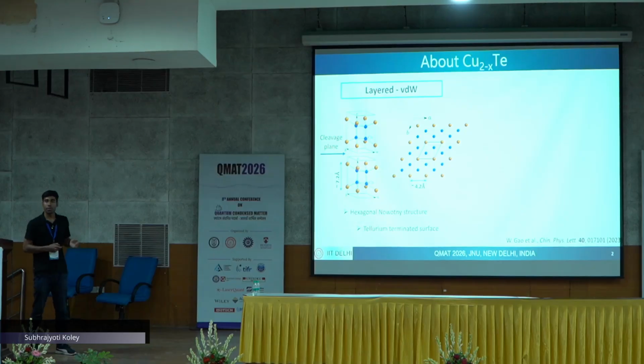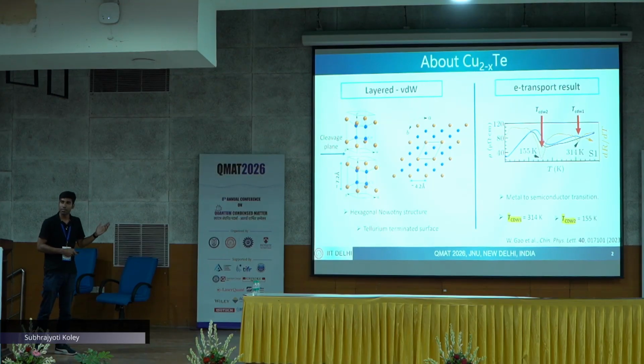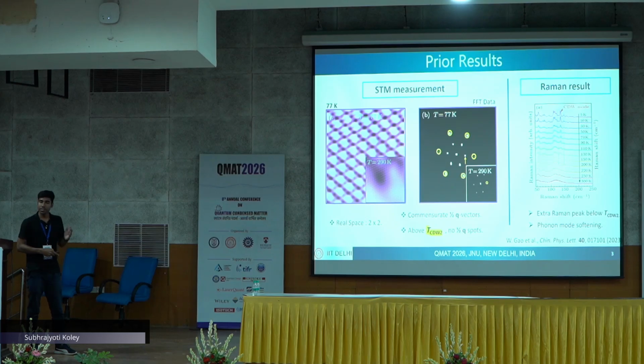Now why we have chosen this copper telluride system: because it has some hexagonal Nowotny structure, and from the transport data that has been reported, it has two first order transitions. One is at 314 Kelvin and the second one is at 155 Kelvin, where a first order metal to semiconductor transition has been reported. Now, why this transition is happening, some group has done some STM work before. There they found a 2x2 commensurate CDW state on the system, but above the transition temperature there is no signature of this CDW.